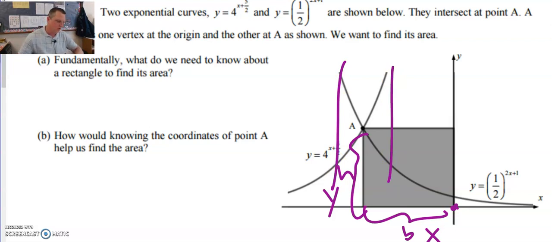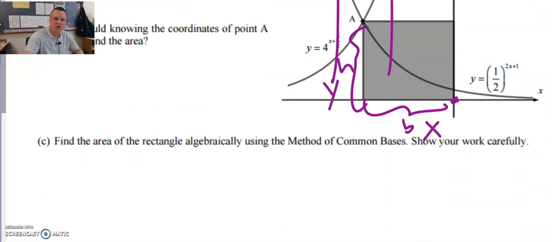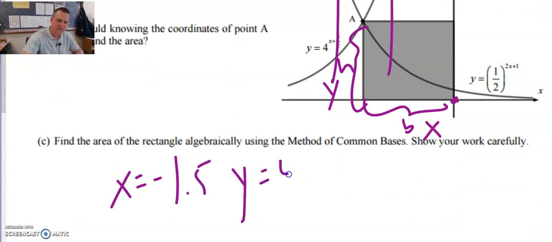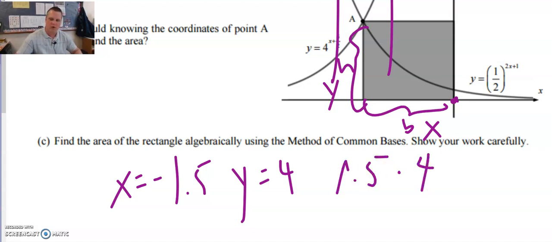So when you plug those in, you'll find your coordinate. You've got to be very careful of this. So x will give you negative 1.5 and y gives you 4. But we're talking about area. We're not going to get a negative value for area. We're not going to have a negative side. So area is base times height, so it's going to be 1.5 times 4, which gives you 6.